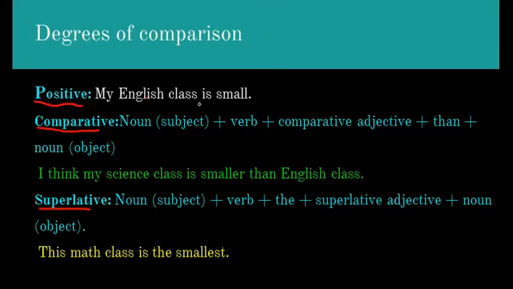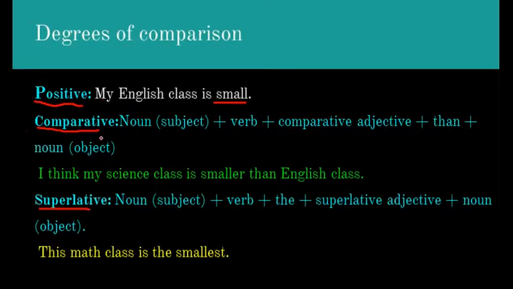My English class is small. In this sentence, the speaker is not comparing his English class with any other classes. So, the positive degree is the normal form of an adjective. Or we can say positive degree is the basic. Positive degree describes one item or one thing. It's the uncompared form of an adjective.